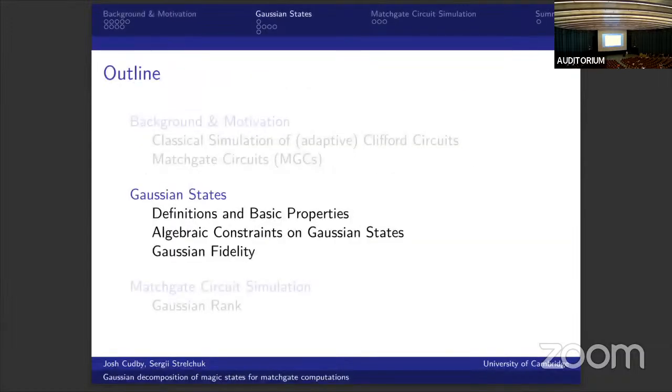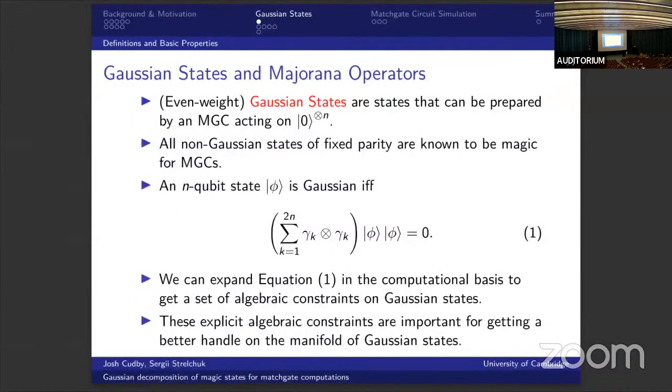Okay, so that gives some kind of background and motivation. So let's talk a little bit now about Gaussian states. A Gaussian state is defined to be a state which is prepared by a matchgate circuit acting on the zero ket. And it's actually known that any non-Gaussian state of fixed parity, so one that only contains computational basis states with an even number of ones, say, is known to be magic for matchgate circuits, which is quite a powerful result. And we also have this classification of Gaussian states given by Sergey Bravyi.